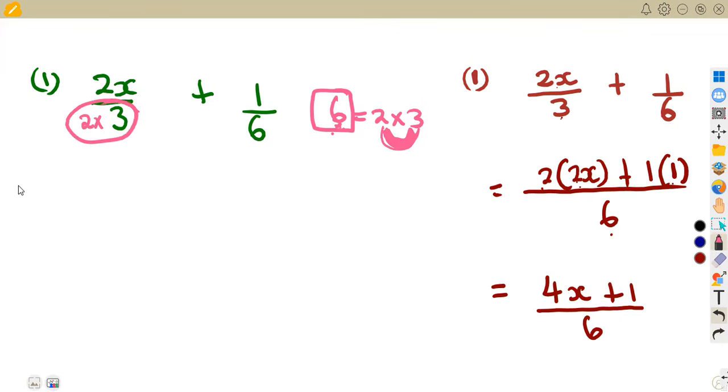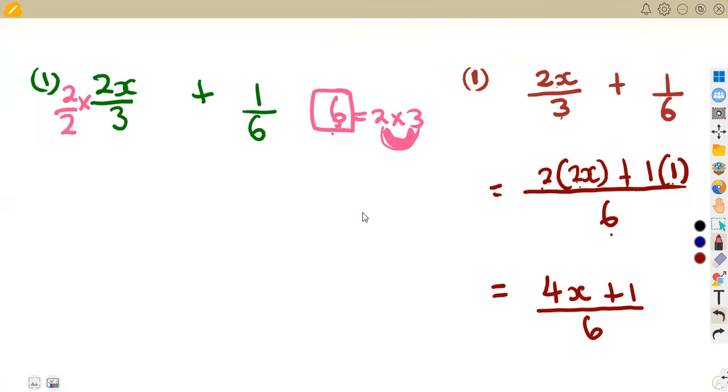But if we do this, we have changed our question. So we do not want to change our question. We want to have the same question as this one. So we are not just going to multiply by 2 here. We are going to multiply by 2 over 2. This is what you're going to do.